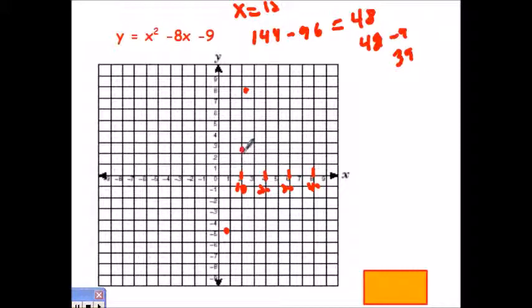So 10 is 6 to the right, so I'm going to go 6 to the left of the vertex. That'll bring me over here. And then 12 is 8 to the right, so I'm going to go 8 to the left of the vertex. Right there. And now I have enough to graph my parabola. Job well done.